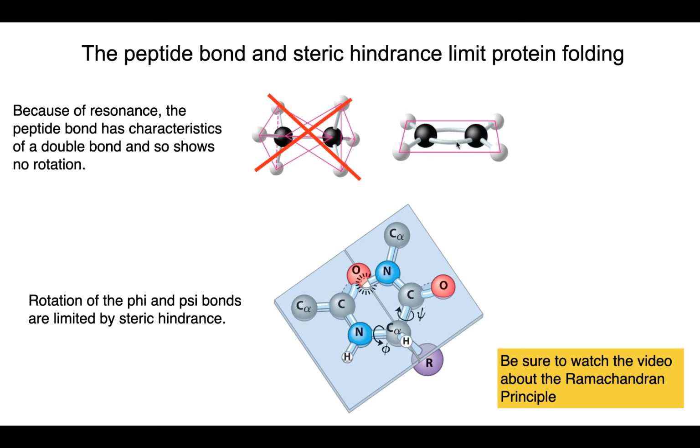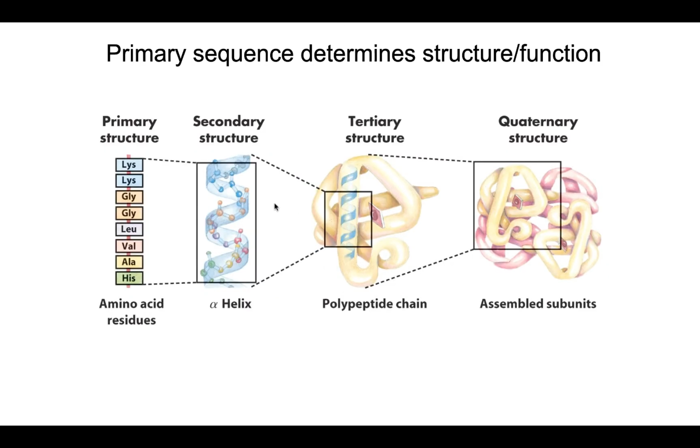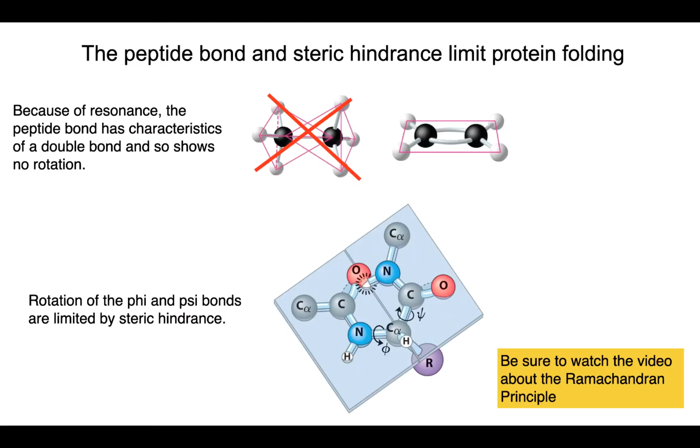peptide bonds. In addition, the bonds that do rotate in the polypeptide chain backbone, the phi and the psi bonds, they can't rotate 360 degrees. There are certain angles that are impossible because of steric hindrance. So there are some limitations to how this chain is going to fold, simply because of the resonance of the peptide bond, the fact that it acts as a double bond, and because of steric hindrance. Okay, be sure to watch that video about the Ramachandran principle.